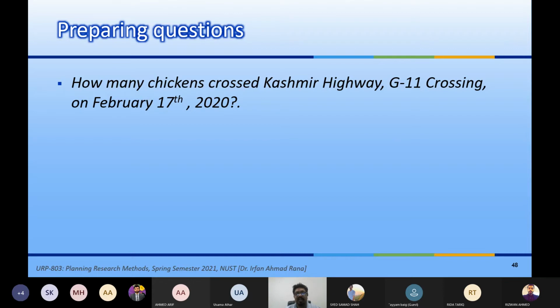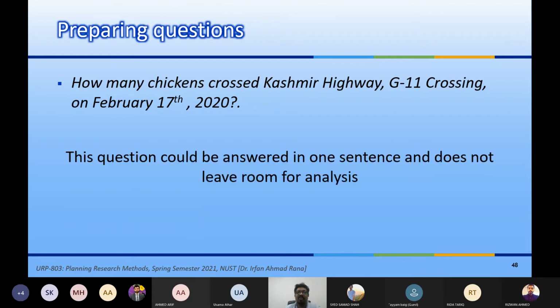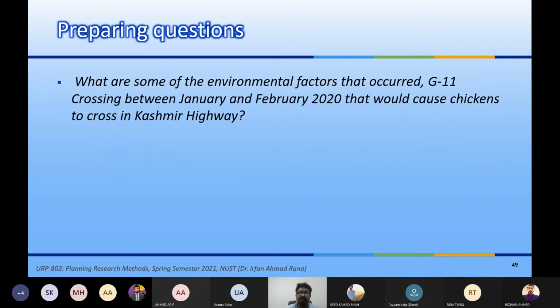But again, the issue here is that the question you have formulated is answered by maybe one or two words, one sentence. That is not enough. The question should have room for analysis. So a good question would be: what are the environmental factors that occurred at the G11 crossing on Kashmir Highway in January and February that would cause chickens to cross? This is a research question on which now I know what I have to do.